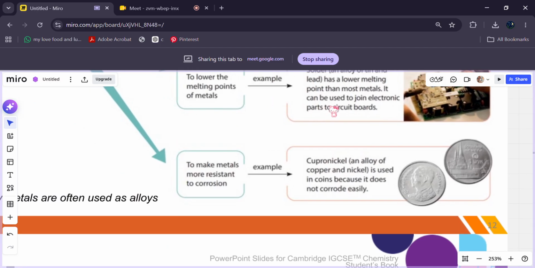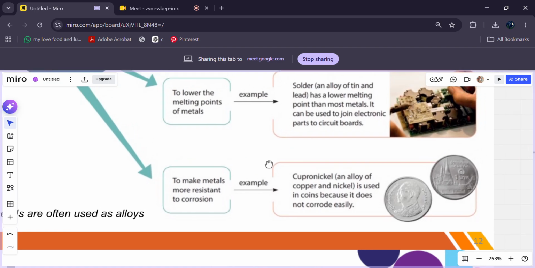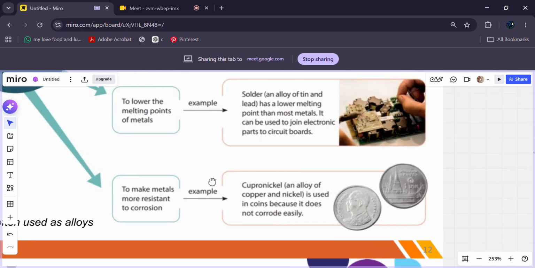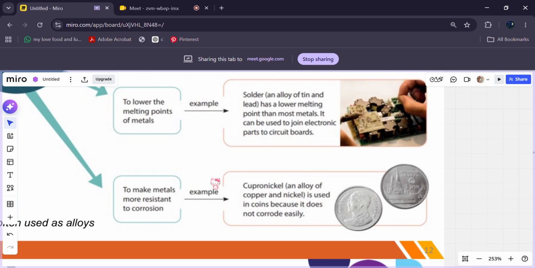To make metals more resistant to corrosion. Corrosion and rusting is a big issue with metals because many famous pure metals like iron corrode and rust very easily because it reacts with the oxygen in the air and sometimes with water as well. So humans also created alloys to help it rust slower. Copper nickel is an alloy of copper and nickel and is used in coins because it does not corrode easily.